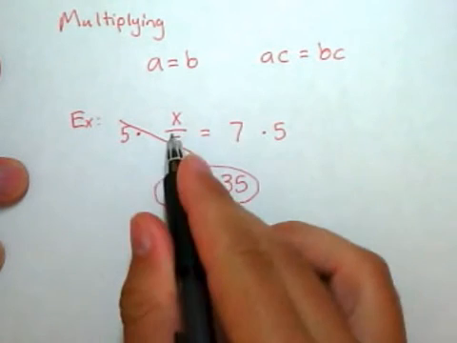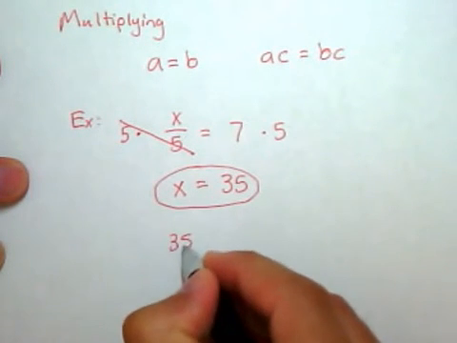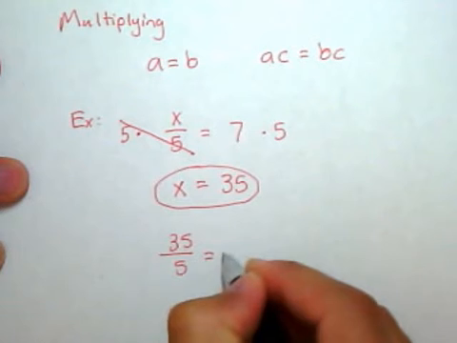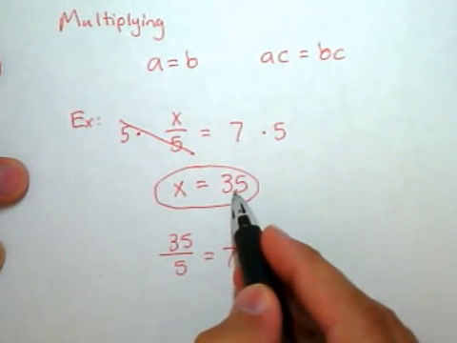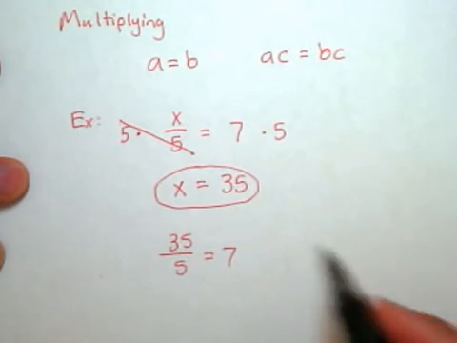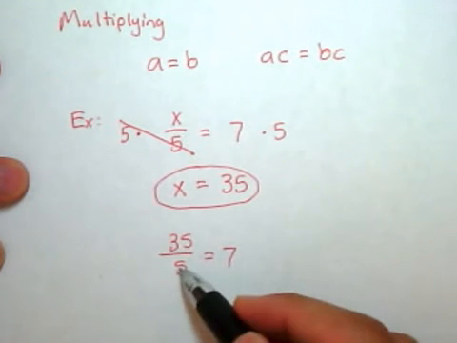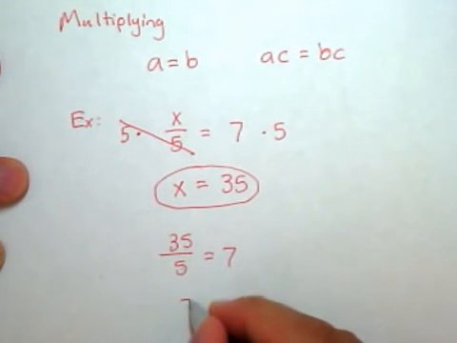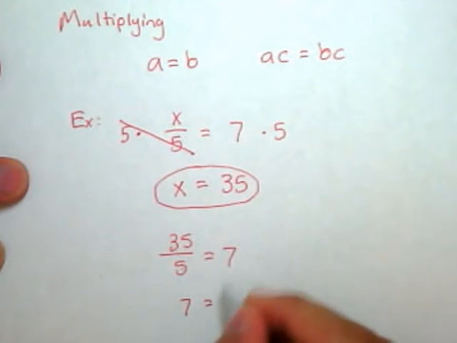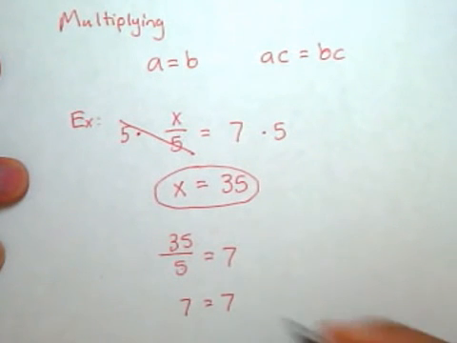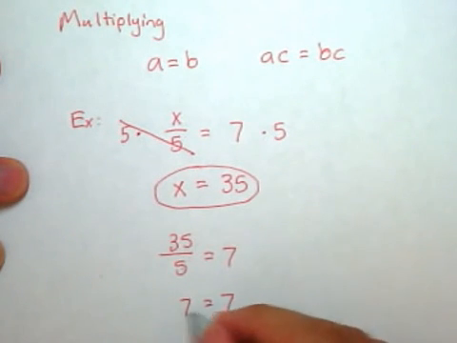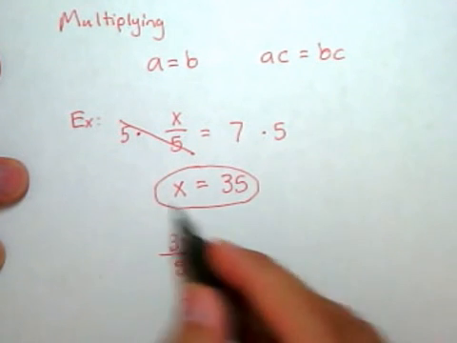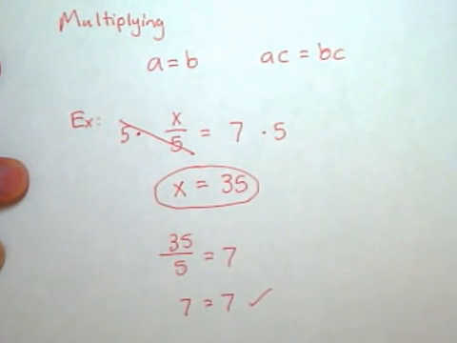So we go back to our original equation and say 35 over 5 equals 7. All I did was plug in 35 for x here. So we know that 35 over 5 equals 7, and the 7 over here doesn't change. So is that true? Does A equal B? Yes, it does. So x equals 35. Has to work.